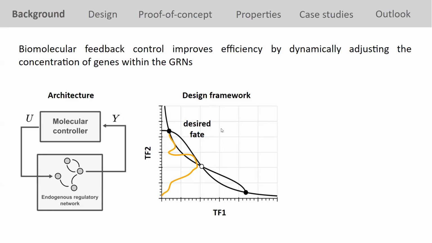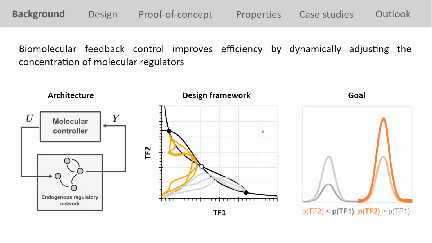If we consider not one trajectory but a bunch of them, we can associate a probability distribution to each one of these fates, each one of these stable equilibriums. And so the overall goal of our project was to come up with a way to fine-tune these probability distributions.